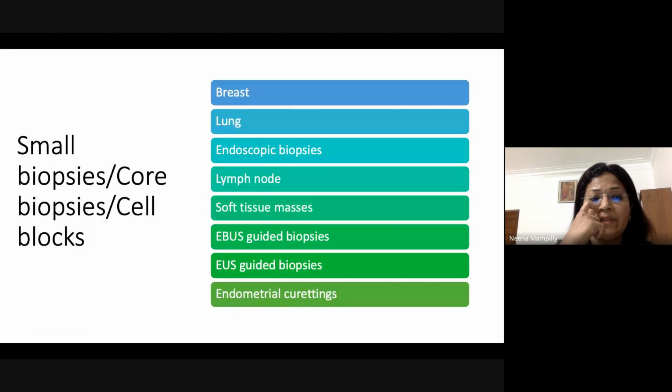Now, we are all working with small biopsies now. Core biopsies, cell blocks, which come in from breast, lung, endoscopic biopsies, lymph node biopsy of tissue masses, EBUS guided biopsies, EUS guided biopsies, endometrial curettings. Now, how do we handle these tissues? It's a big challenge actually.